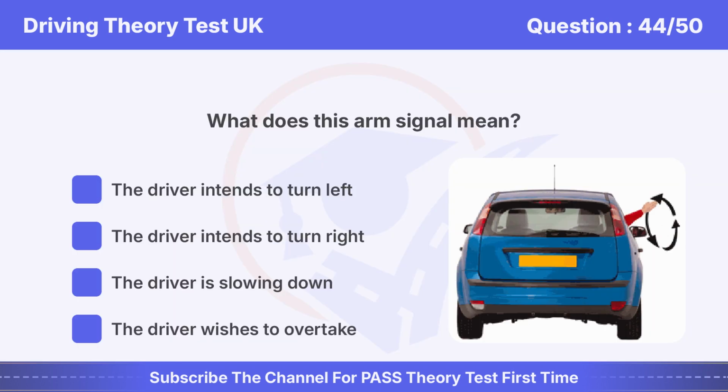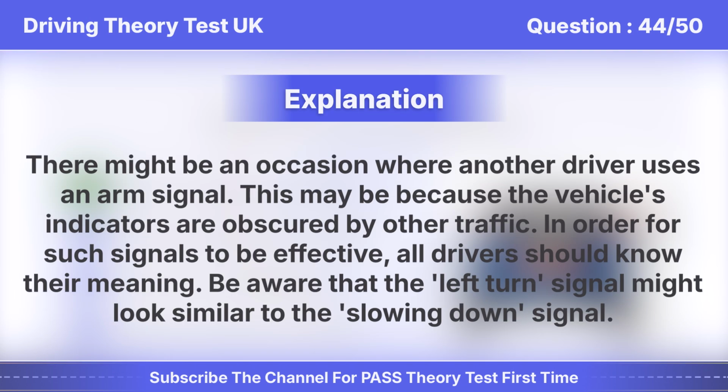Question 44. What does this arm signal mean? Answer is A. The driver intends to turn left. There might be an occasion where another driver uses an arm signal. This may be because the vehicle's indicators are obscured by other traffic. In order for such signals to be effective, all drivers should know their meaning. Be aware that the left turn signal might look similar to the slowing down signal.